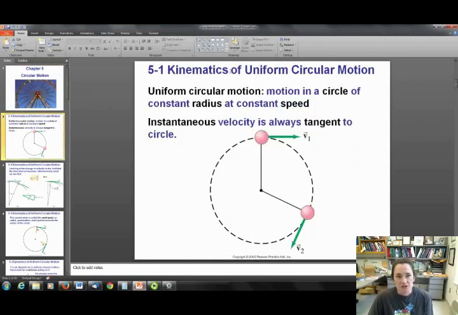So, first of all, let me define uniform circular motion: it is motion in a circle of constant radius at a constant speed. Instantaneous velocity in this case is always going to be tangent to the circle. If you look at which direction the particle is traveling at any given instant in time, it'll always be pointing tangent to the circle, as is shown in this figure.